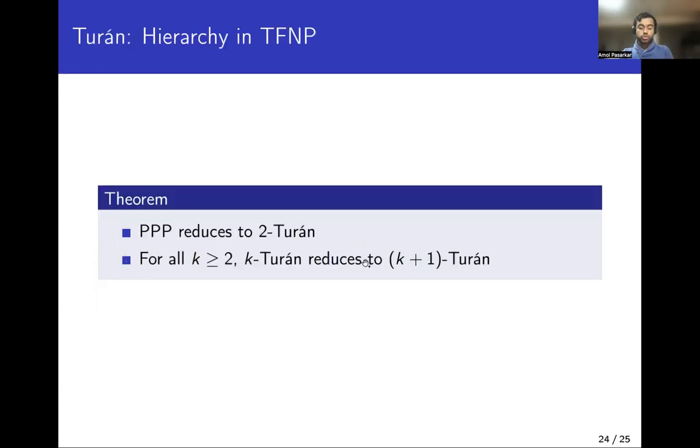So what we find really interesting is that PPP reduces to 2-Turán, and then there's also a hierarchy where every successive value of k is a more general version of this problem. So k-Turán reduces to (k+1)-Turán for all k greater than or equal to 2. And we believe that these problems are all harder than PPP, and harder than each other, because at each successive stage of this hierarchy, there's a more and more indirect encoding of the problem instance. And that indirect encoding, for information theoretic reasons, makes the problem harder than PPP.